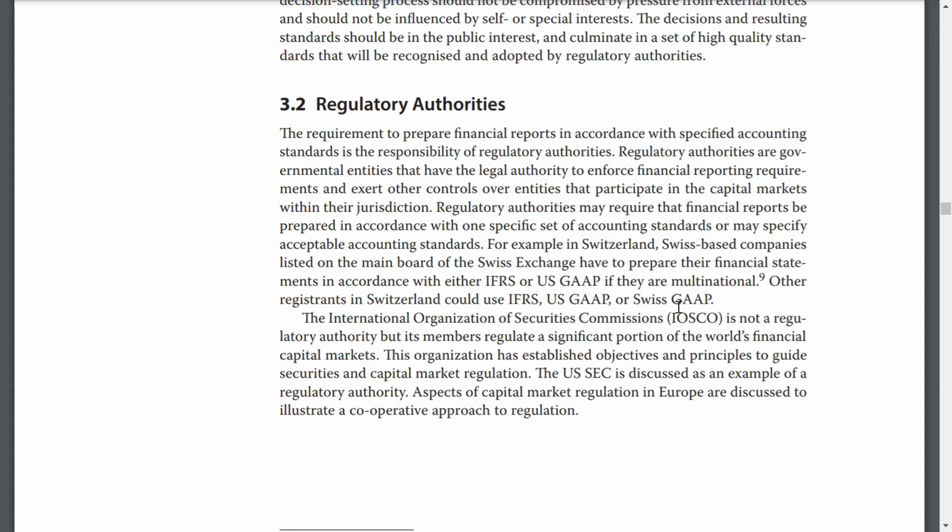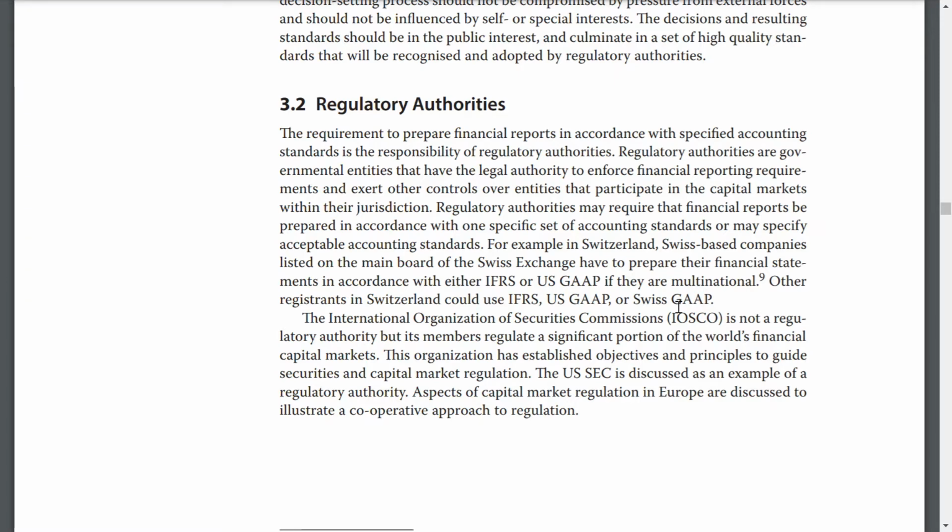The International Organization of Securities Commissions, or IOSCO, is not a regulatory authority, but its members regulate a significant portion of the world's financial capital markets. It has established objectives and principles to guide securities and capital market regulation. The U.S. SEC is discussed as an example of a regulatory authority, and aspects of capital market regulation in Europe are discussed as illustrating the cooperative approach to regulation.